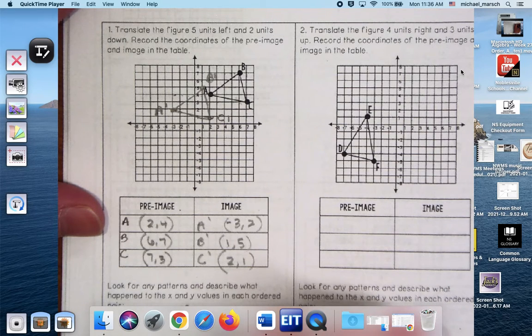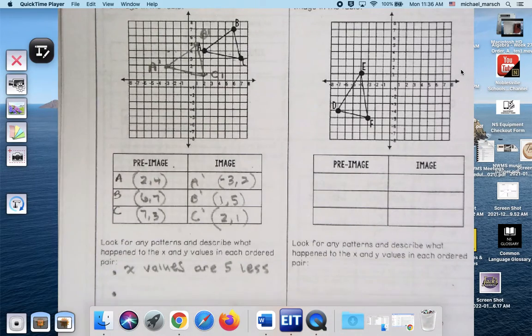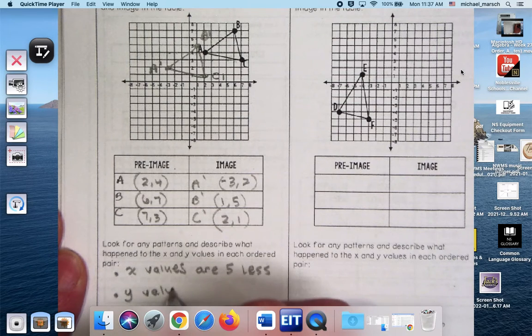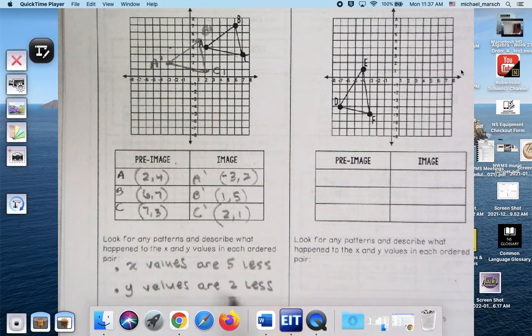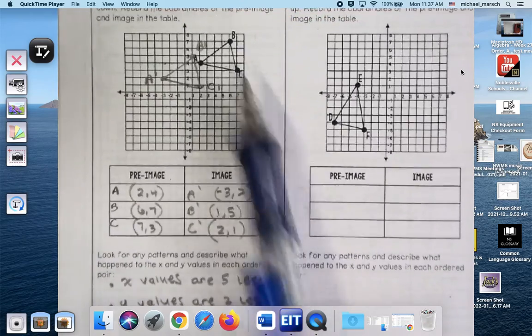So x values are 5 less. How about my y values? Is it -2? Oh, wait. No, is it? Yeah, y values are -2. Okay, so 5 less for x, 2 less for y. And what did we do again up here?